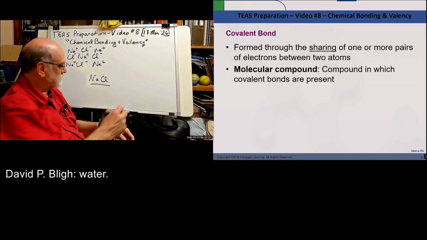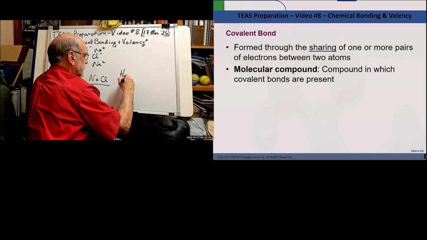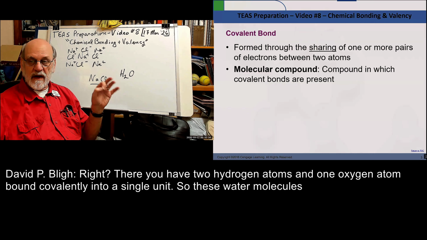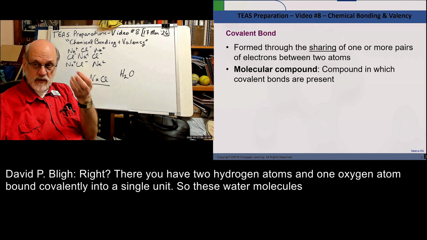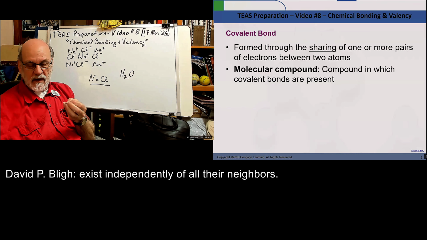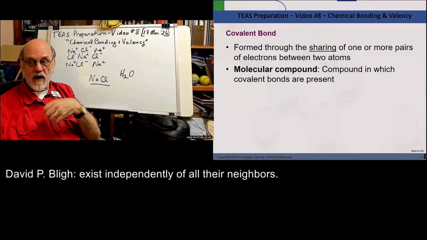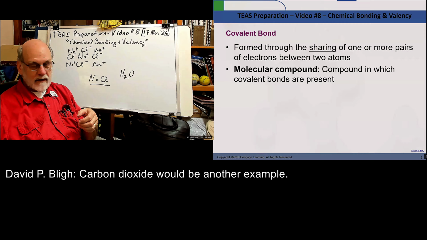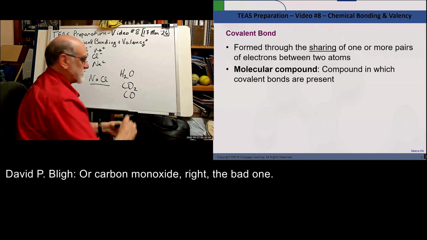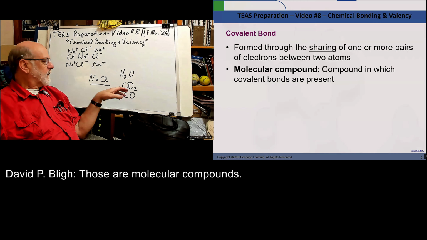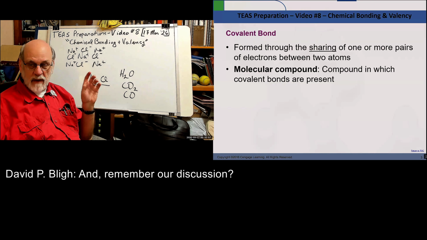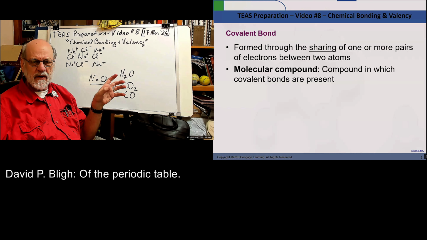The examples, water, right? There you have 2 hydrogen atoms and 1 oxygen atom bound covalently into a single unit. So these water molecules exist independently of all their neighbors. Carbon dioxide would be another example, or carbon monoxide, right? The bad one. Those are molecular compounds.